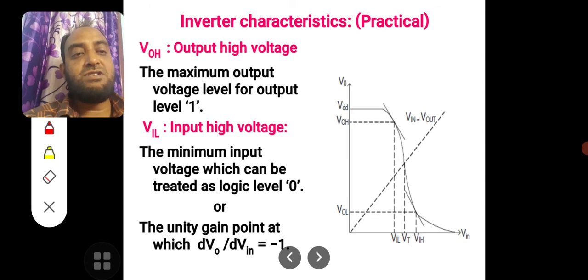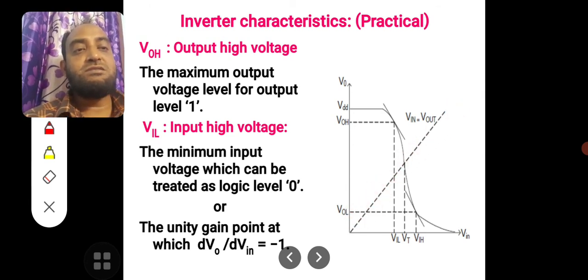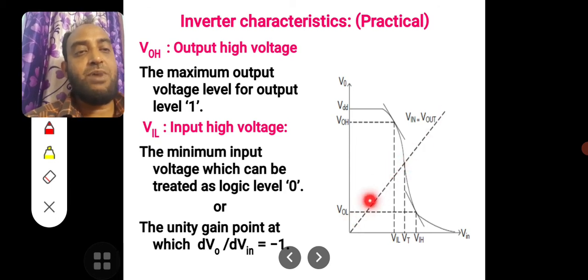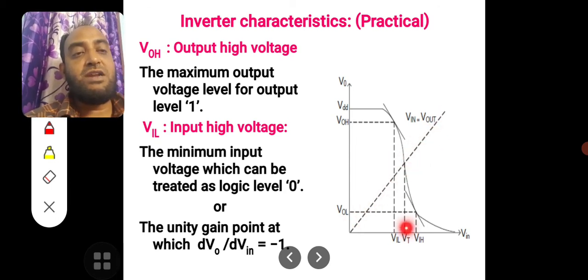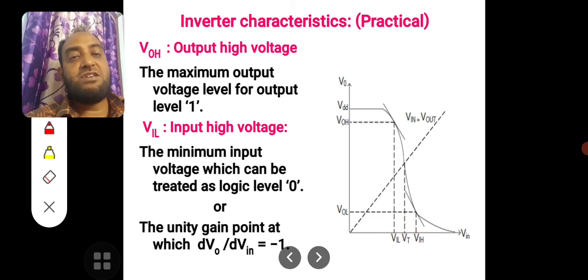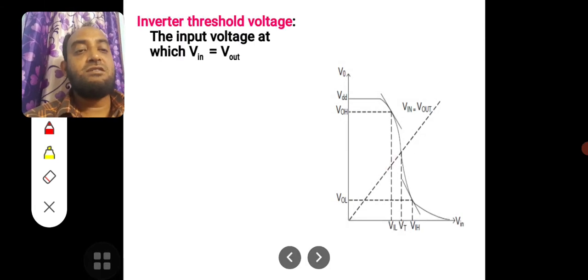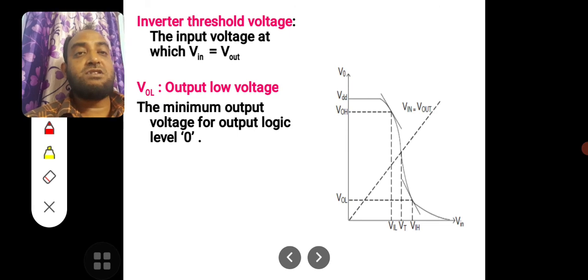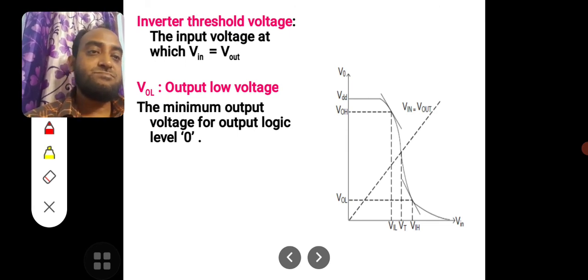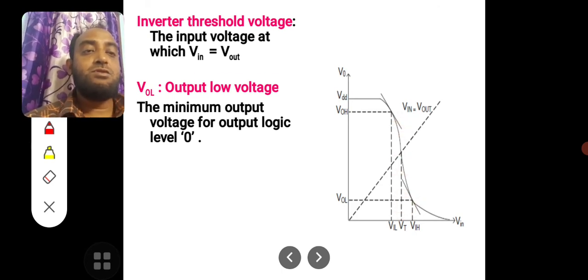The line with a 45 degree slope is the Vin equal to Vout curve. This curve is decreasing slowly, and when it touches the point where Vin is equal to Vout, that point is called the threshold point of the inverter, or the inverter threshold voltage. Now the voltage will drop to 0.